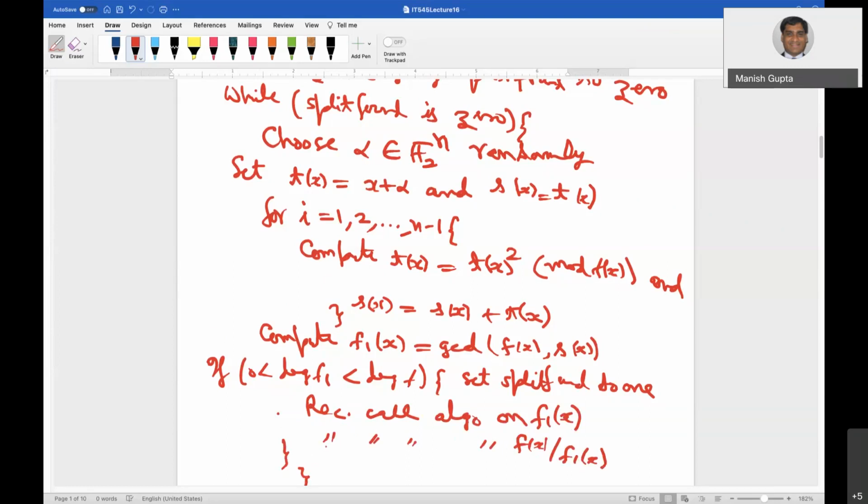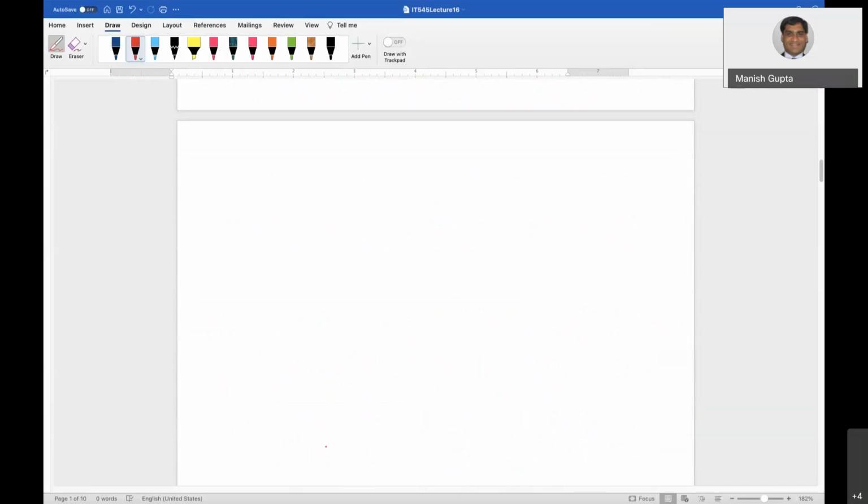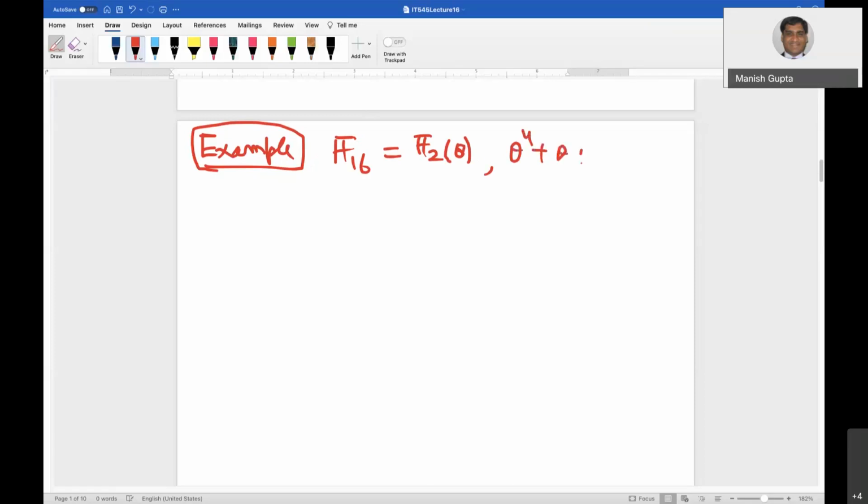Let me do an example so that it is clear to you. Normally I have taken alpha to be a root of an irreducible polynomial while constructing fields with a certain number of elements. Here I am denoting this by theta. So say F16, the field with 16 elements, is F2(theta), where theta raised to power 4 plus theta plus 1 is equal to 0. This is a degree 4 irreducible polynomial over the binary field.